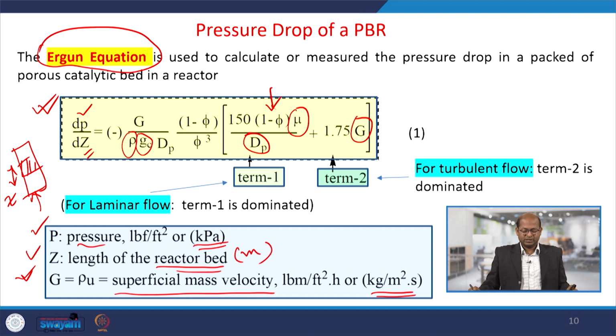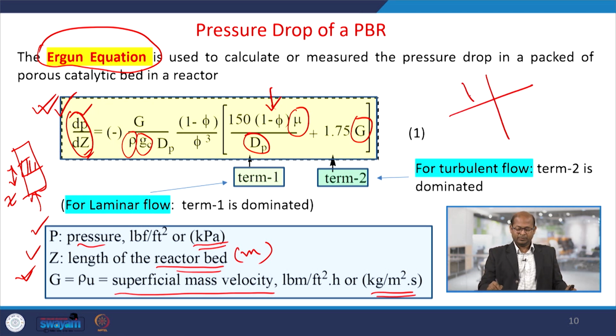So, if we know these are the parameters, we can put them in these equations, and based on the values collected at different locations inside the reactor, we can use numerical techniques or other analytical techniques. That way we can solve these equations. Once we solve them, we can get the pressures of the bed along the bed length.